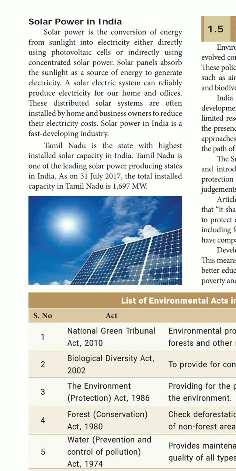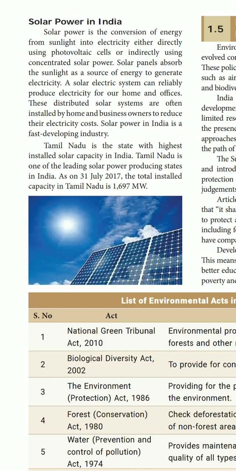Tamil Nadu is the state with the highest installed solar capacity in India. Tamil Nadu is one of the leading solar power producing states in India. As on 31st July 2017, the total installed capacity in Tamil Nadu is 1697 megawatt. Okay. So this is solar power in India, what do you know about this?